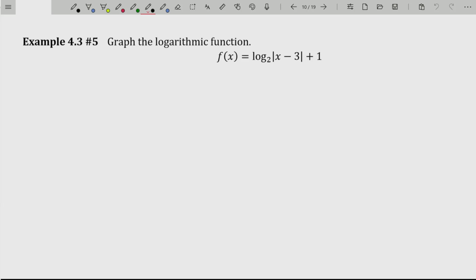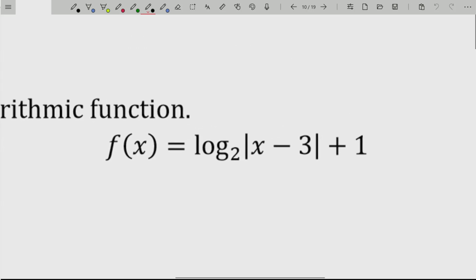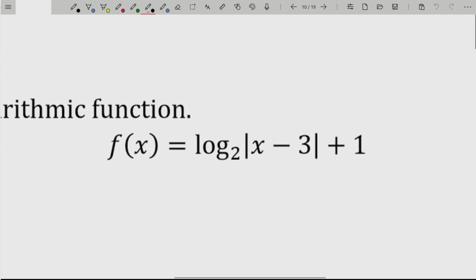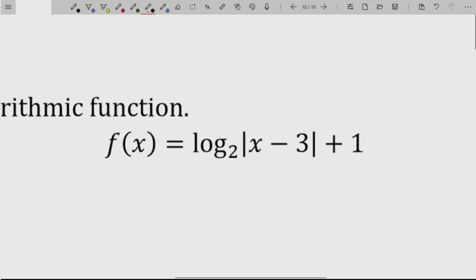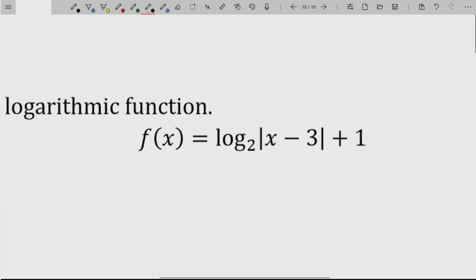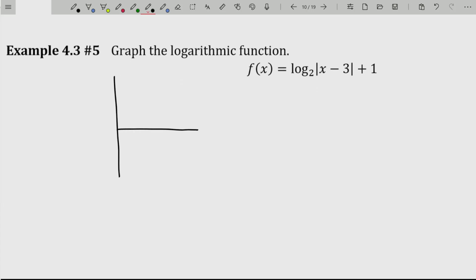Now, if those were parentheses, which they are totally not, that would be log base 2 of x minus 3, plus 1. And that minus 3 would shift the logarithmic function right 3 units. And then the plus 1 would shift the logarithmic function up 1 unit. That's what I'm actually going to start with. I have this logarithmic function. It looks like this, like every logarithmic function pretty much does.